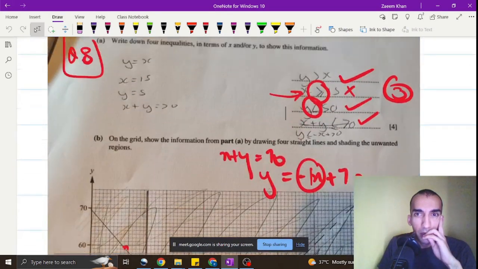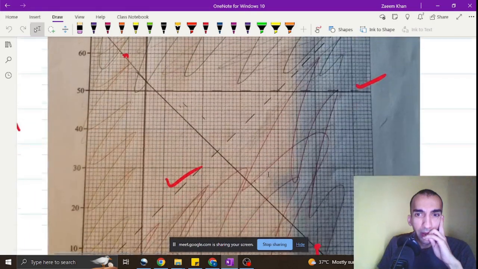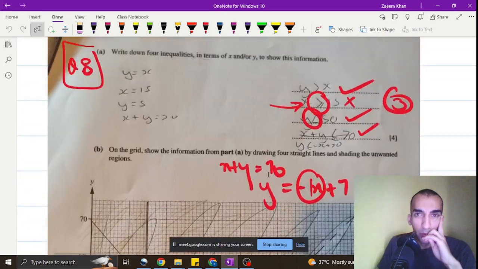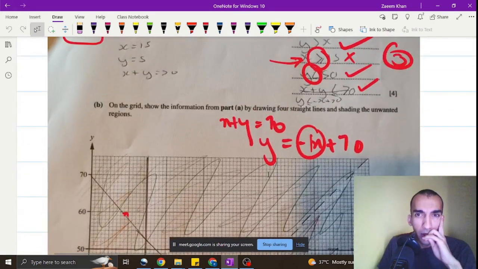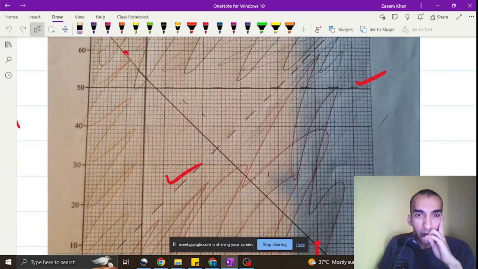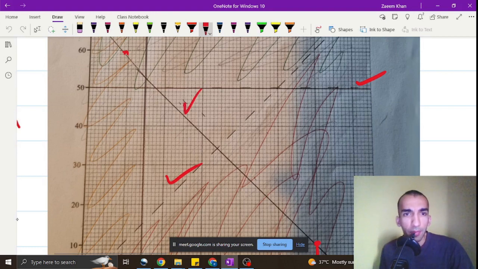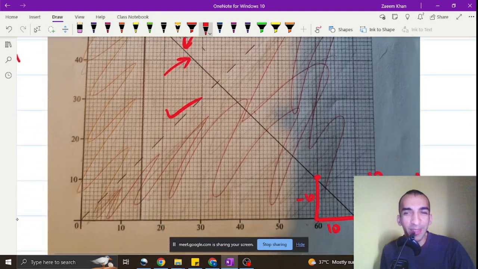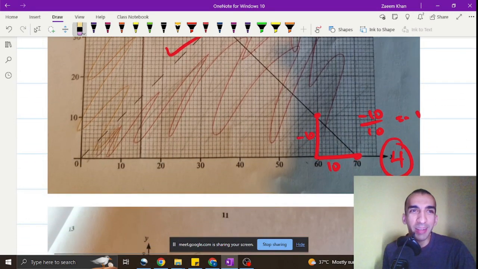And y is less than 50. That's wanted. You need to shade the unwanted. Perfect. And x plus y is less than or equal to 70. That's the wanted region. Unwanted is going to be above that. Rida, I don't see the shading for this line. I'm afraid then this will have to come down to a 3.